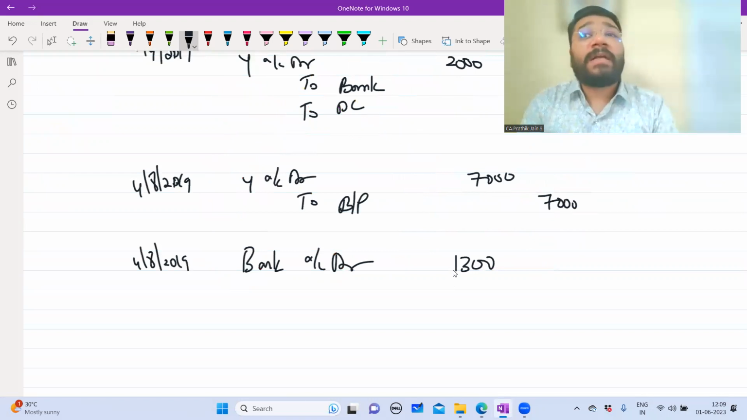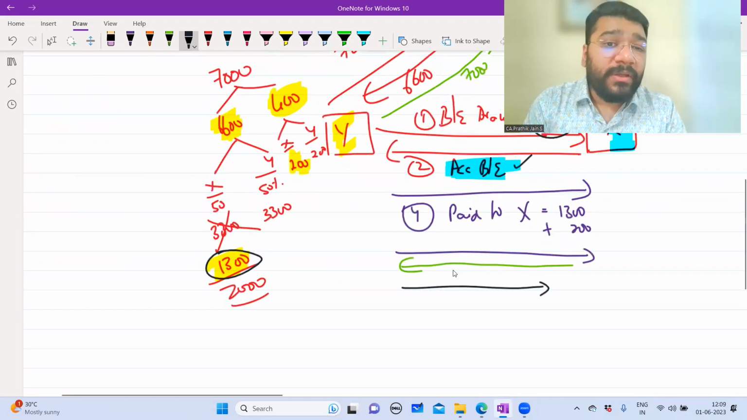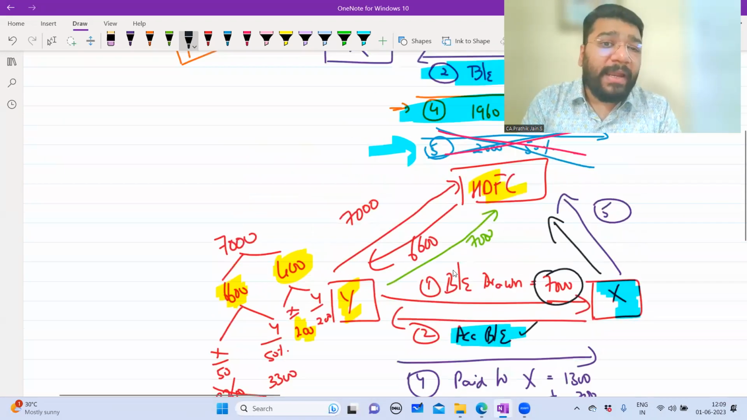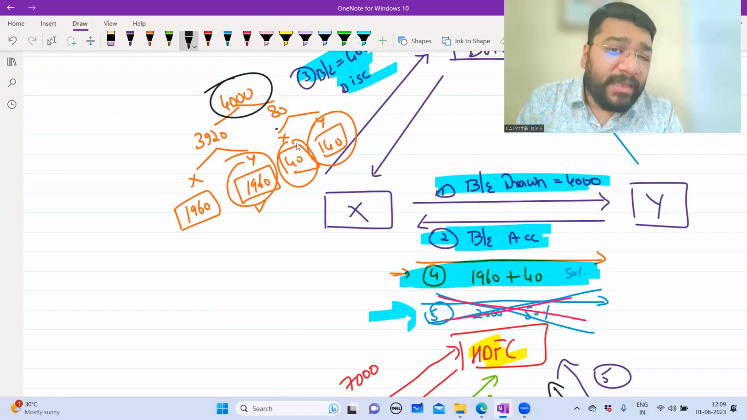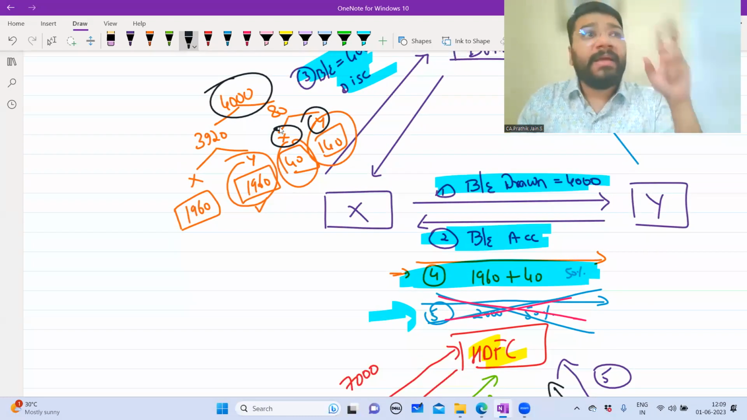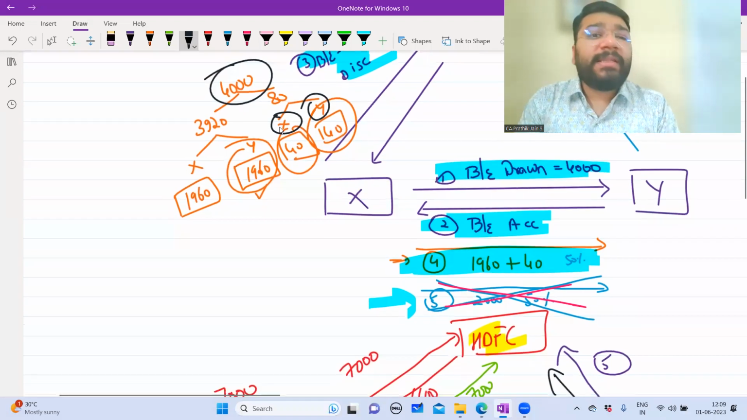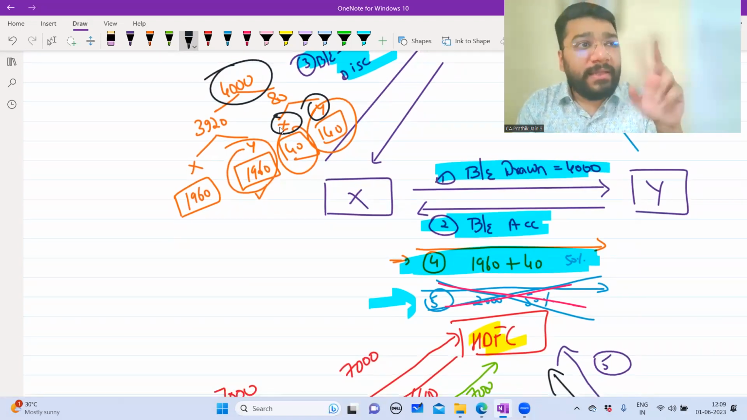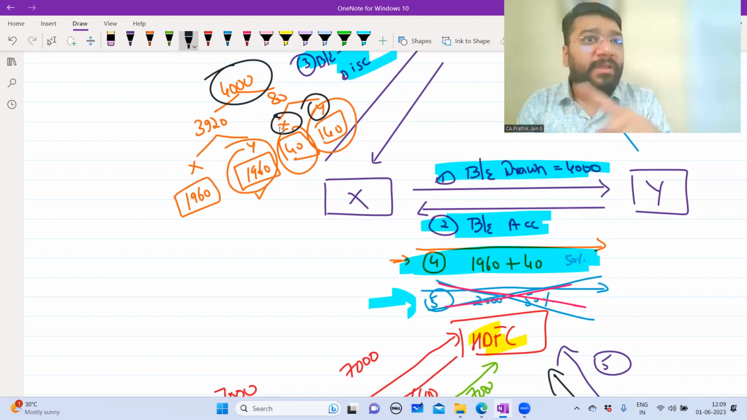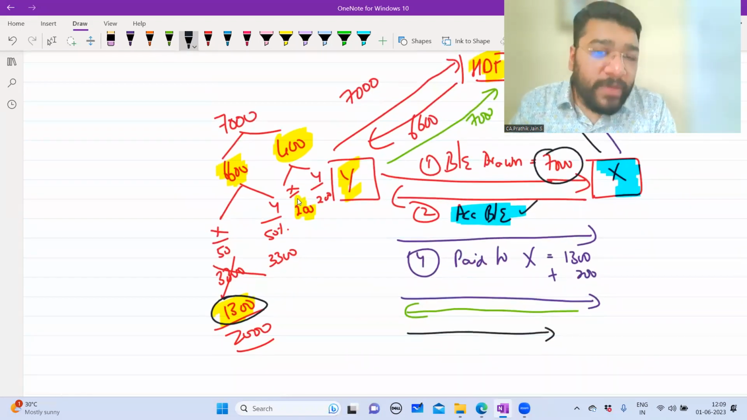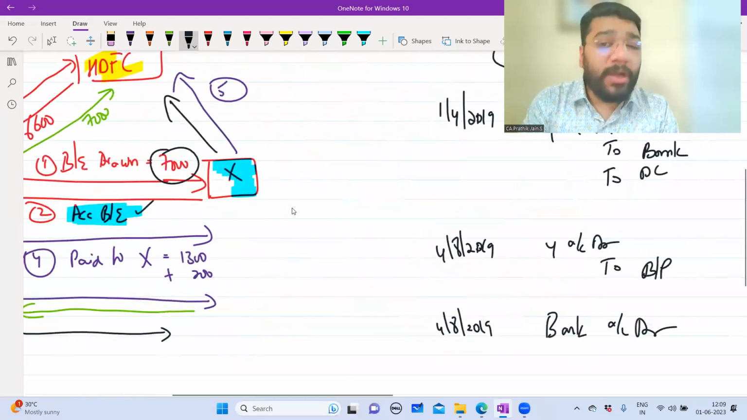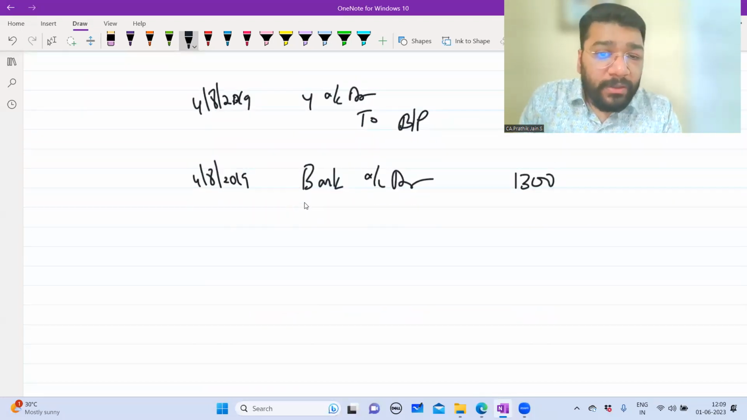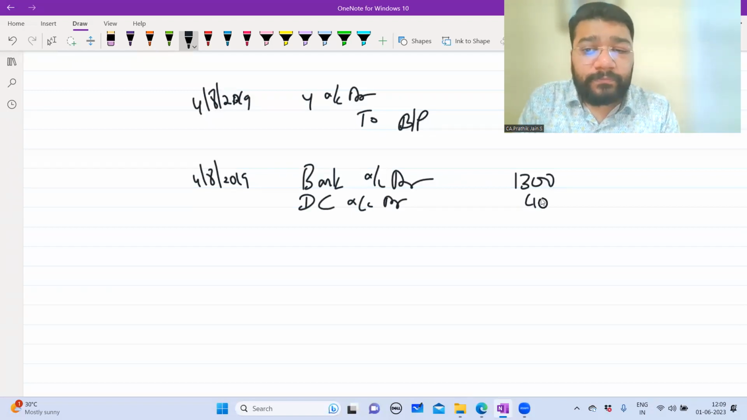How much discounting charges is X supposed to bear? Since the question is silent, we assume that whatever the discounting charges X and Y have borne in the previous bill, the same proportion will continue. In the previous bill, X and Y distributed the amount and the discounting charges equally, 50-50. So here also 50-50 only. So X has to bear 200 rupees of discounting charges. So discounting charges account debit, how much? 200.